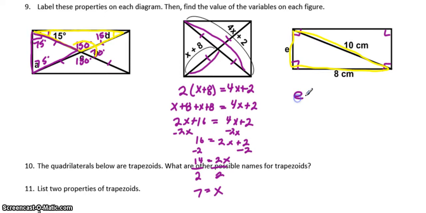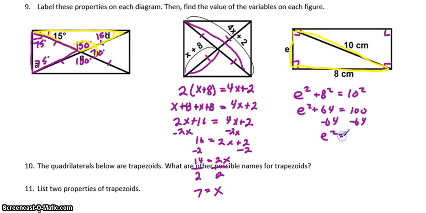So we'll have e squared, being one of the shorter legs, plus 8 squared, the other leg, equals 10 squared, the longest side. 8 squared is 64, 10 squared is 100, and I can bring down the e squared. Subtracting 64 from both sides gives me that e squared equals 36, and I take a square root of both sides to get e, and e is 6. So this is 6 centimeters right there.